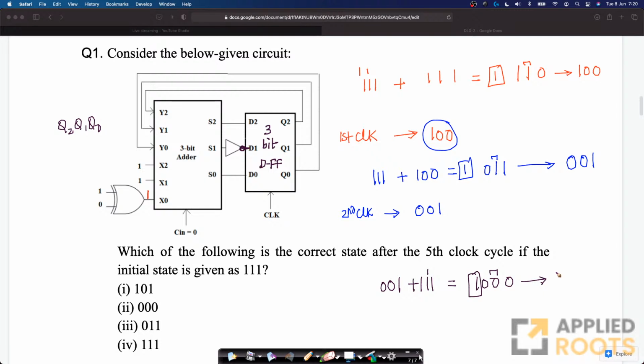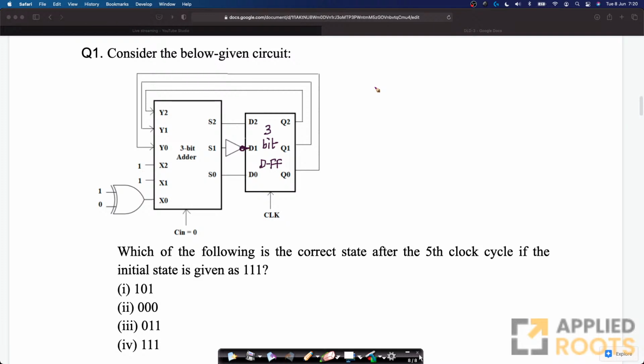So the second bit here will get complemented. I'm just doing it carefully because I'm not sure if I made a mistake, because there are so many answers here. I just want to be careful. So 010, then you have your third clock tick. Whatever is the input, which is 010, will be the output after the third clock tick. So 010. Till here everything is clear. So now what do we have? We have 010. This is after the third clock cycle.